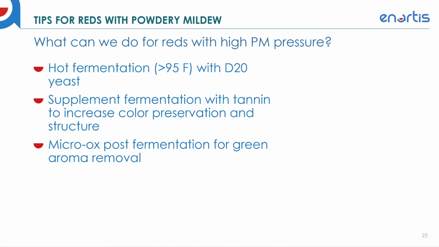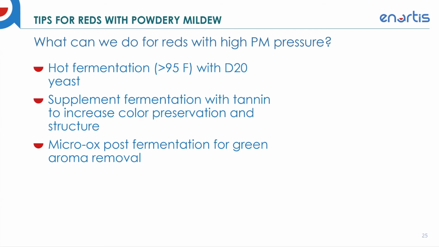Supplement the fermentation with tannin to increase the color preservation and structure, and also help boost some of the phenolics, improving the quality of the overall must. Because we're not ripening the fruit to the same degree, the tannins that we're getting from that fruit are going to be different. And so you want to work with tannins that are a little bit softer. So skin-based tannins are better. And you basically want to try and limit some of the extraction of bitter tannin from the seeds, because the seeds are often very unripe.